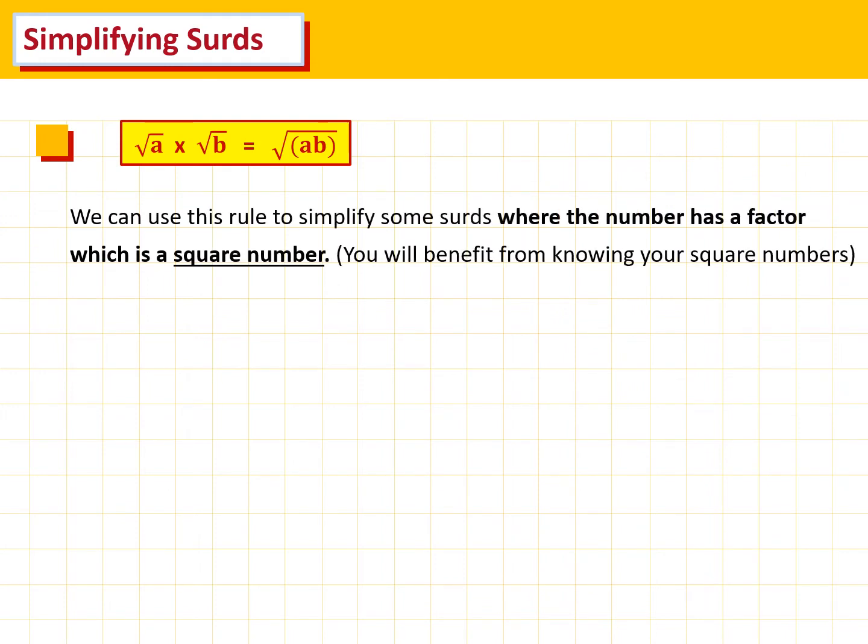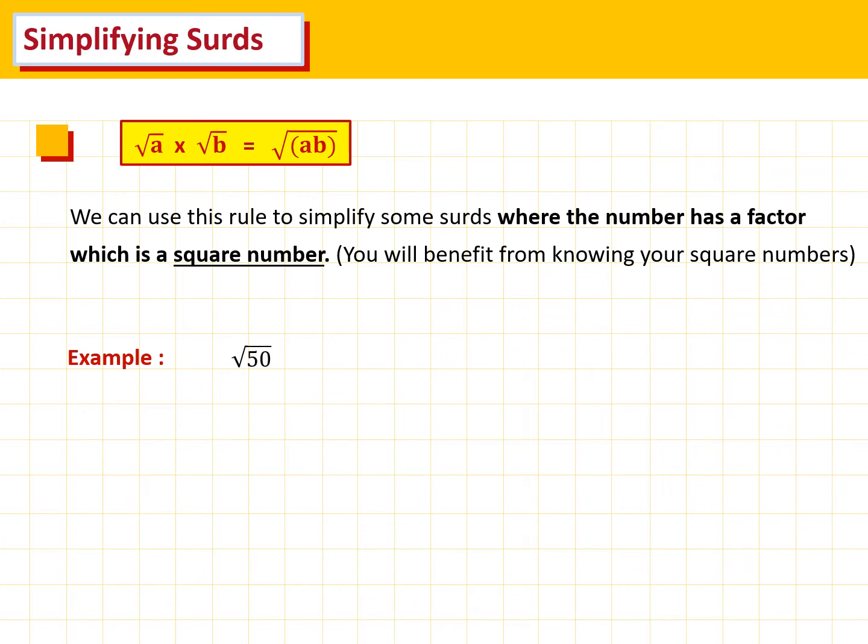Now, we're going to simplify surds using this rule. And we are looking for factors of the number which is a square number. Remember what a factor is? A factor divides into a number. So let's have a look at an example.